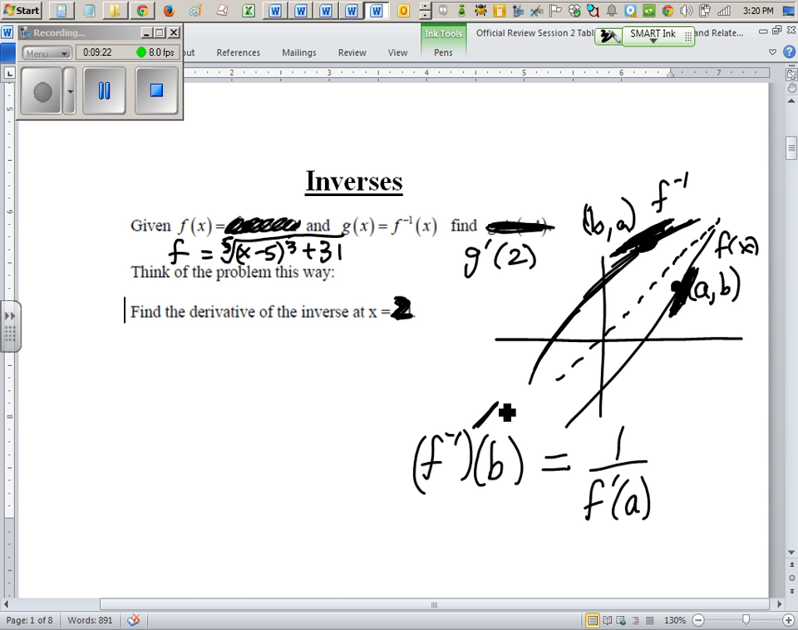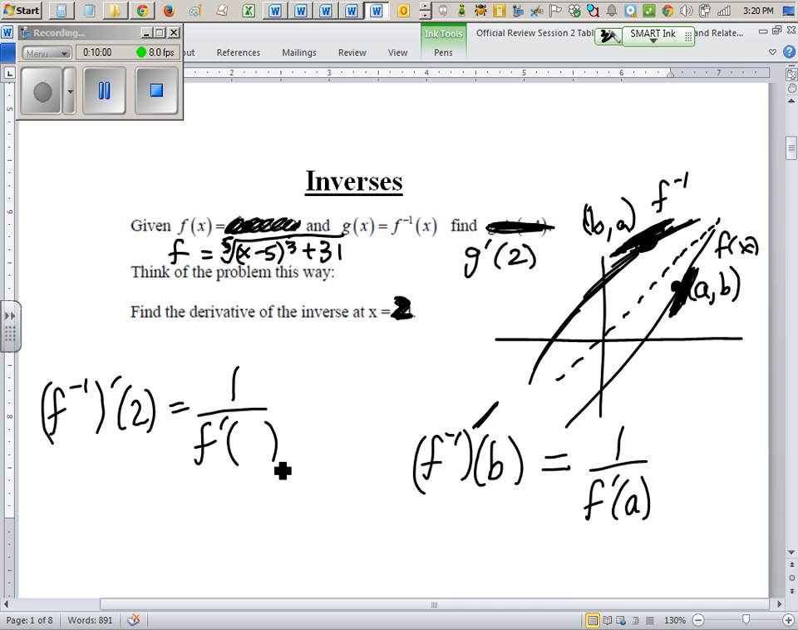Let's go ahead now and see if we can figure out what B is. We want to find basically F inverse's derivative at 2. That's the question. But we're going to have to do this by finding the reciprocal of F's derivative at some other number. Okay? So this is kind of the hard part. So what you don't want to do is plug in 2. You do not want to plug in 2 into this function. It's not going to work. Okay?